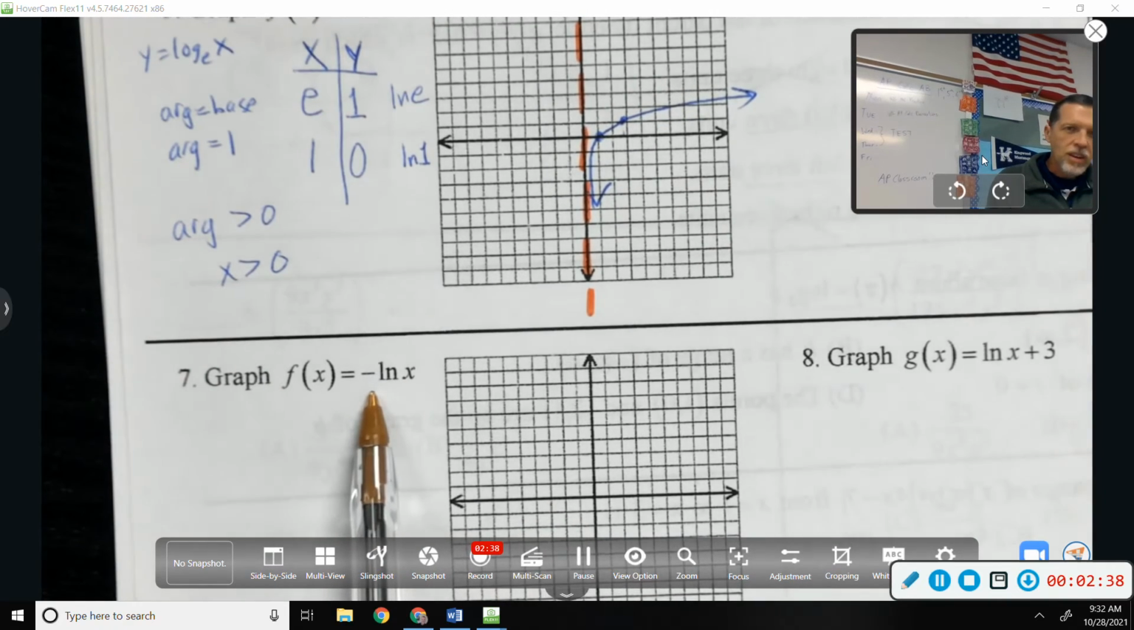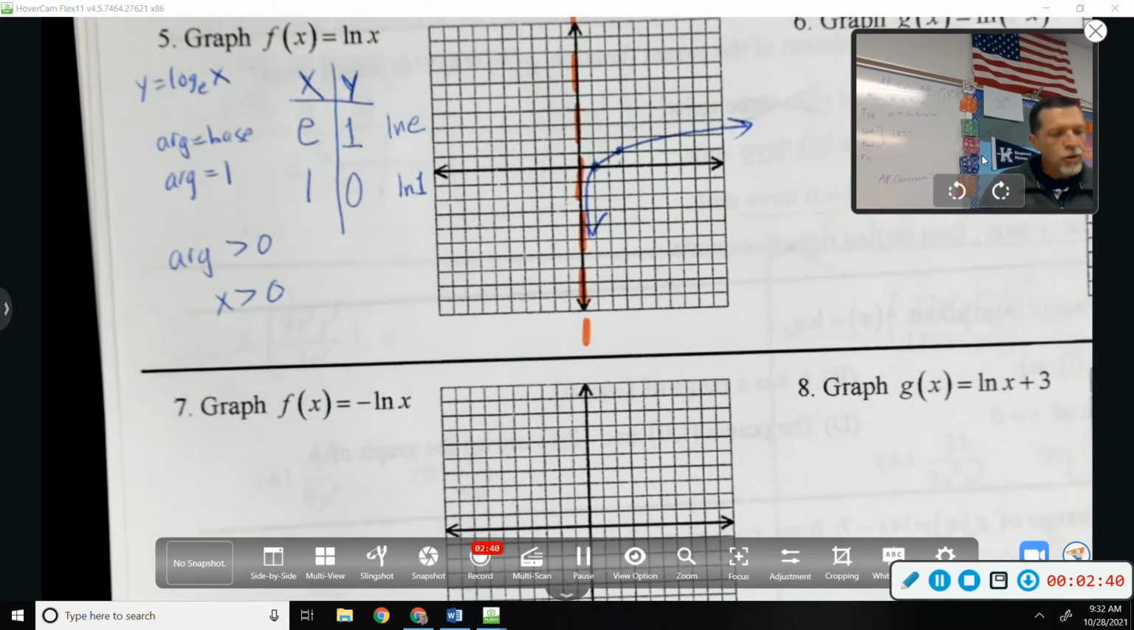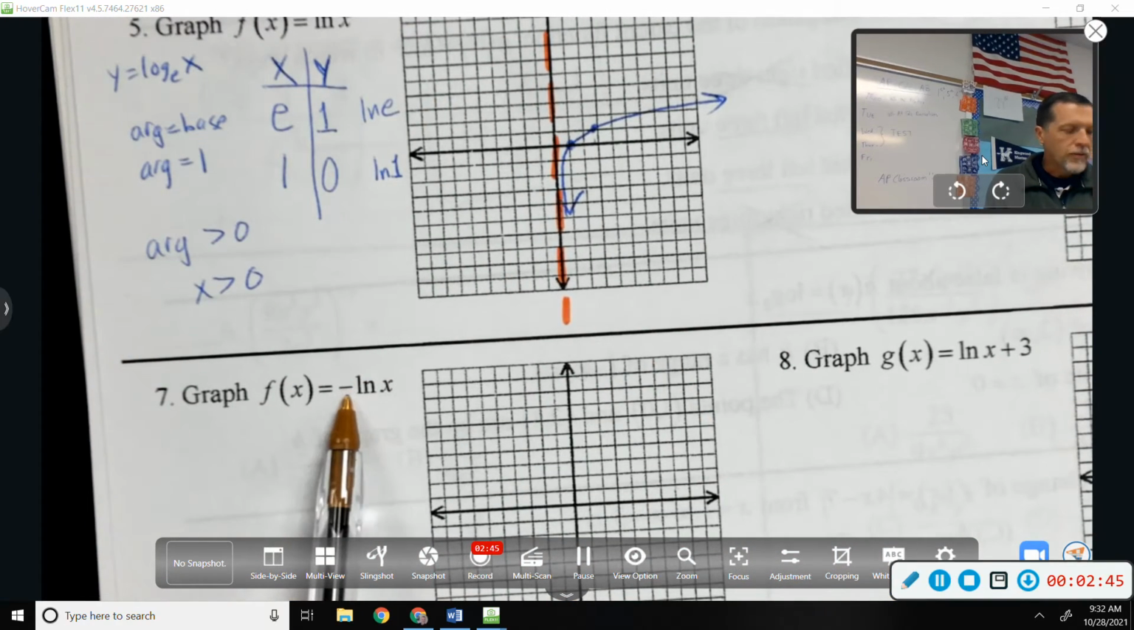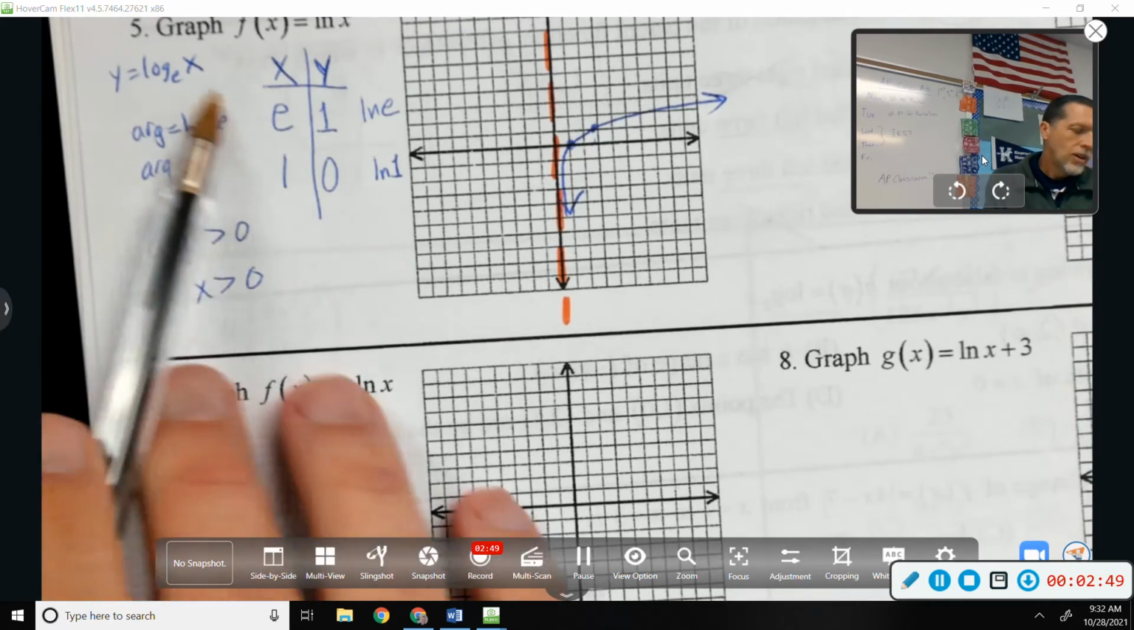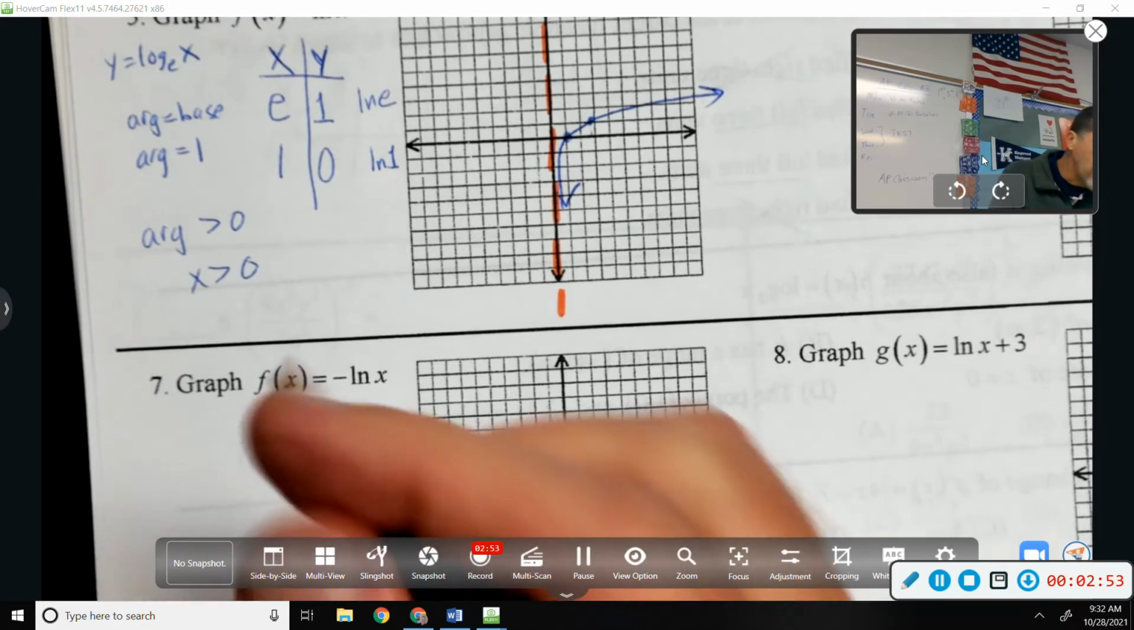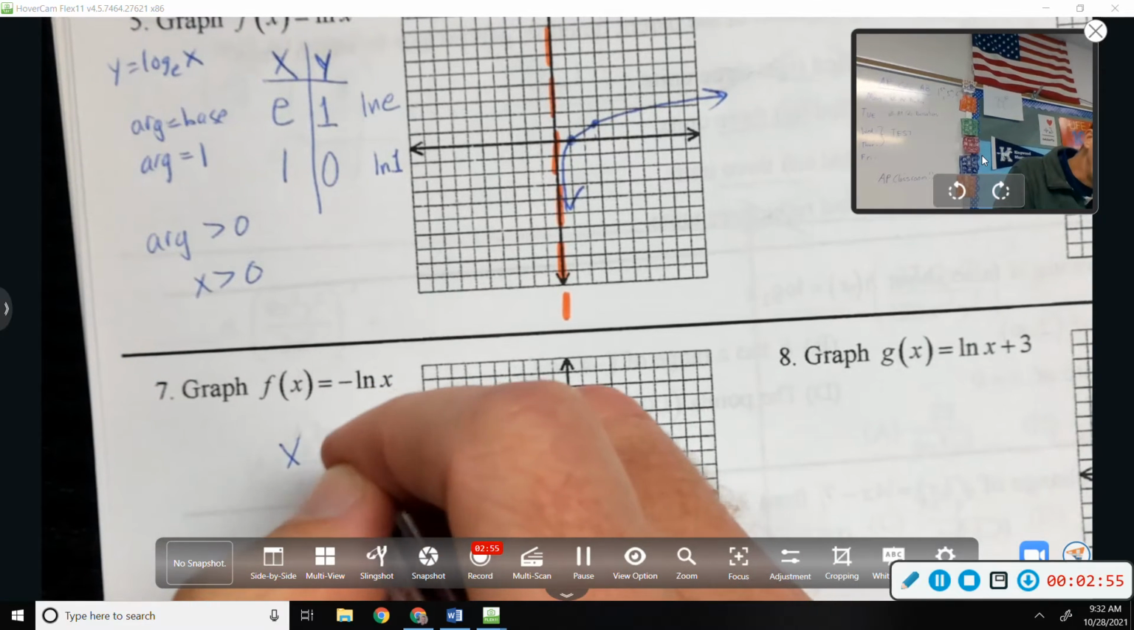Number 7. So again, now there are 2 ways to go. Once we have the parent function, we can either use parent function ideas to graph this one, or we can go back to argument equals base, argument equals 1. I'll do it both ways because I don't know which way you prefer.